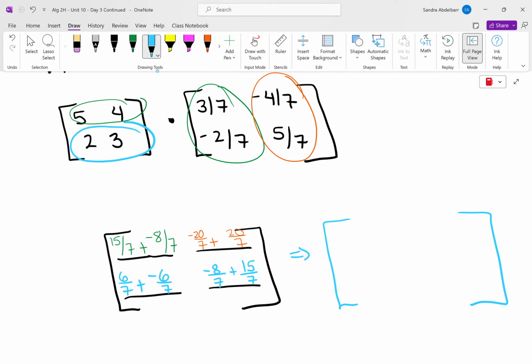15 over 7 plus negative 8 over 7, isn't that 7 over 7? But what's 7 over 7? 1. Negative 20 over 7 plus positive 20 over 7, isn't that 0? 6 over 7 plus a negative 6 over 7, isn't that 0? And then negative 8 over 7 plus 15 over 7 is 7 over 7, which once again is 1. What is the identity matrix for a 2 by 2? Isn't it 1 on the main diagonal, zeros everywhere else? So it does work.